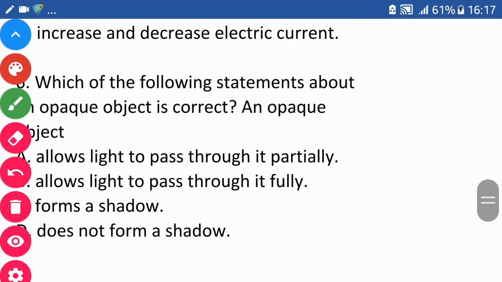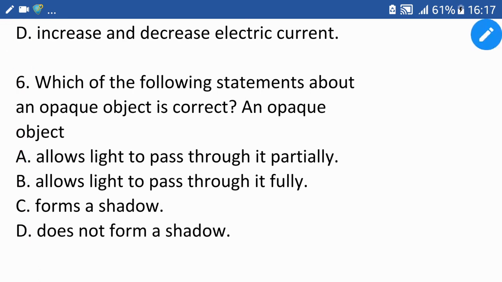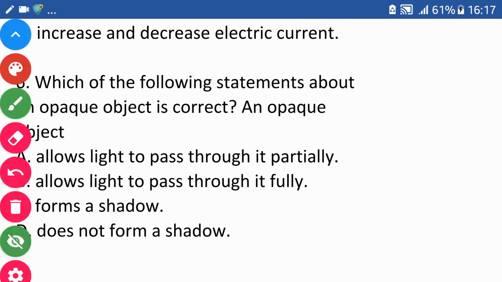Which of the following statements about an opaque object is correct? Opaque objects do not allow light to pass through them. Allows light to pass through partially, no. Allows light to pass through fully, no. Forms a shadow, yes. In fact, a shadow is formed when an opaque object is placed in the path of a light source. So it's C, forms a shadow.